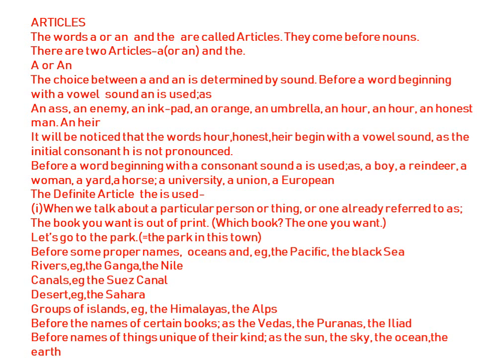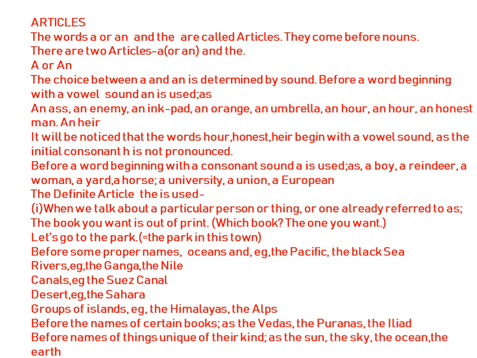Check here. You can see a university. Actually, the word university starts with a vowel letter, but here the letter U doesn't make a vowel sound. Its sound here is a consonant. A union, a European.